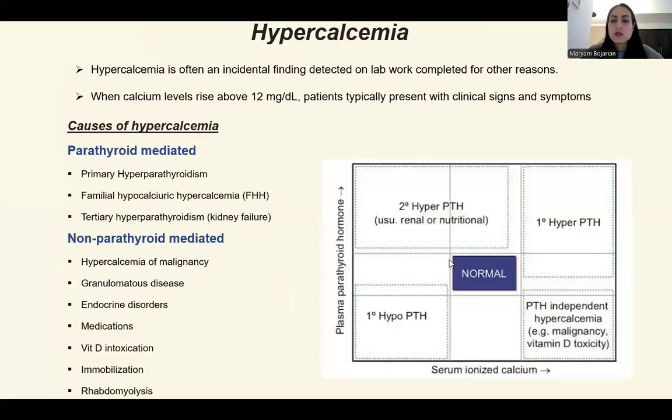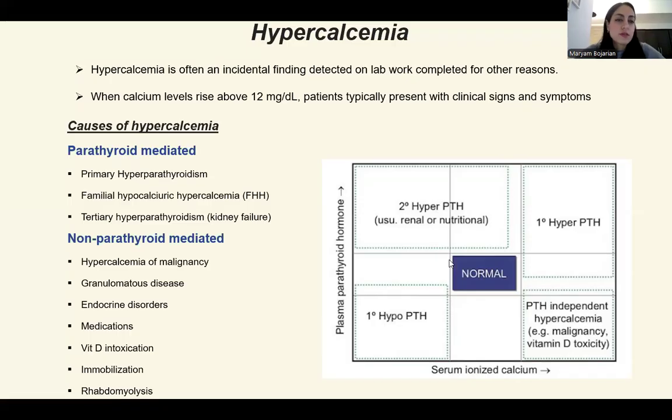Okay, so let's shift gears to hypercalcemia. Hypercalcemia is often an incidental finding detected on lab work completed for other reasons. When calcium levels rise above 12 milligrams per deciliter, patients typically present with clinical signs and symptoms. Regarding the causes of hypercalcemia, we can have two different categories.